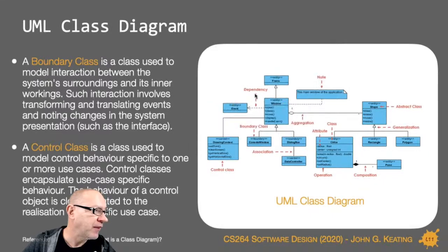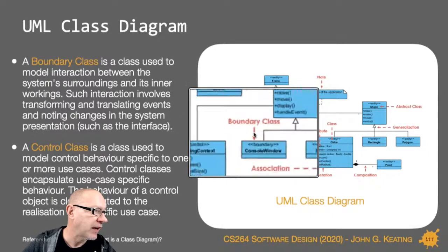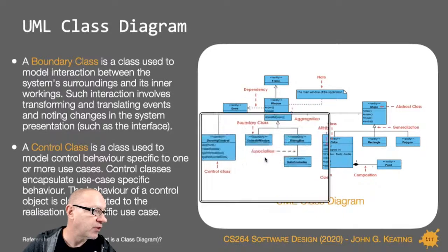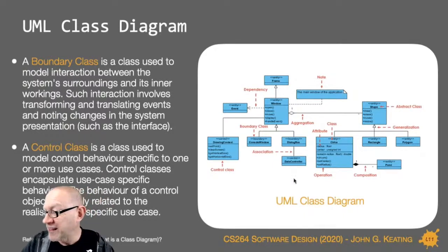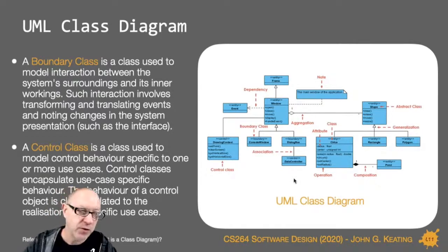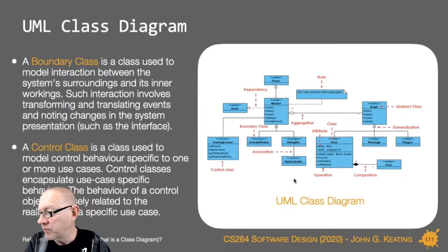For example, we can see the dependency, we can see this is the boundary class, we can see that this is an association, and we can see that this is a note. They've got all these red details telling us. It makes it easy to read. You can copy this and save it as an image somewhere in your notes, and then you can say, well, that's exactly what this means, so I can understand it.